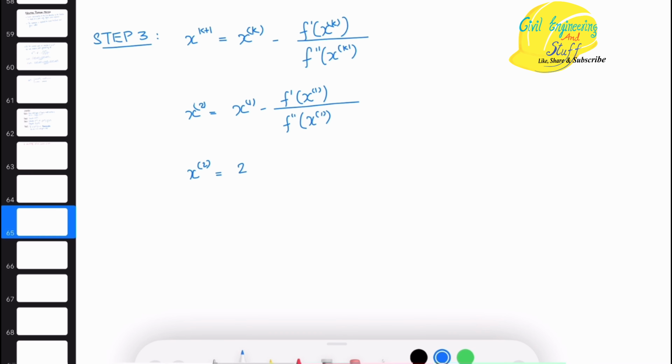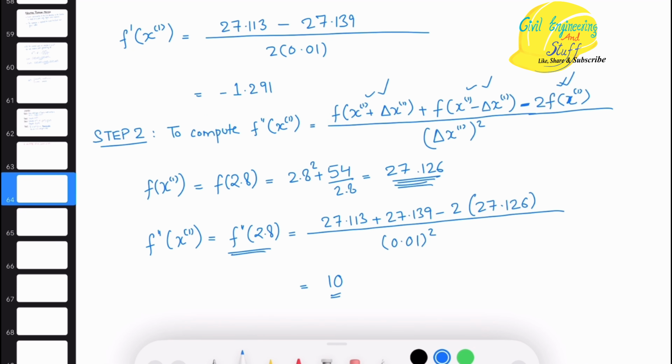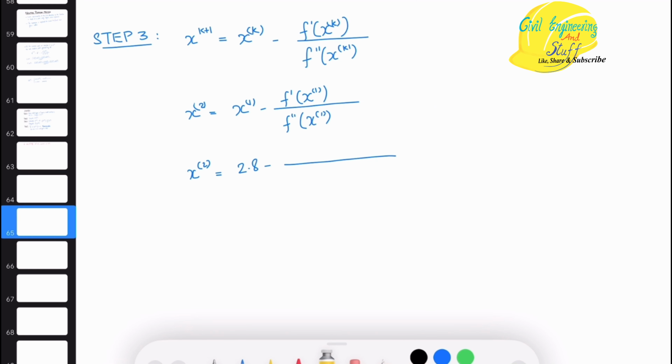The first point was 2.8. The value of the first derivative was minus 2.91 and the value for the second derivative was 10. Let's put the values: minus of minus 1.291 divided by 10. You have to be very careful about the signs, otherwise the whole question will be wrong. So the answer is 2.929. Our next point x2 will be 2.929.